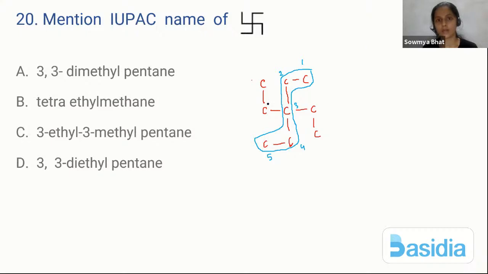And see, there are 2 carbon atoms at the third position, and there are 2 carbon atoms at the third position. So these groups are identical. So they are ethyl groups. So 3,3, because both are attached to carbon number 3, 3,3-diethylpentane would be the right answer. That's option D.